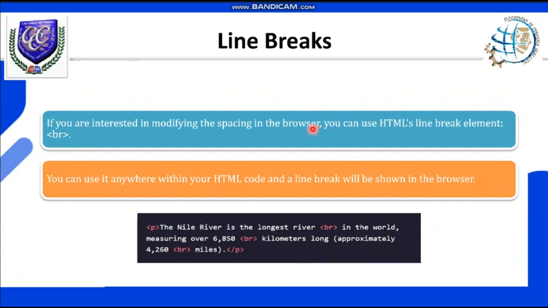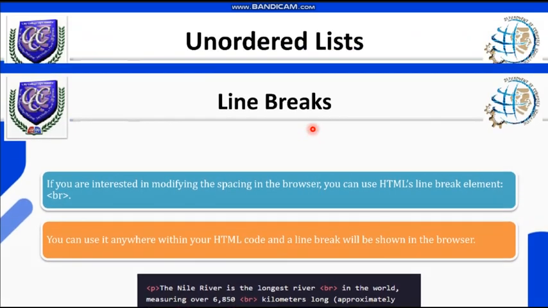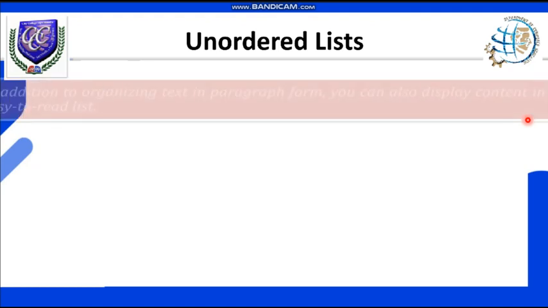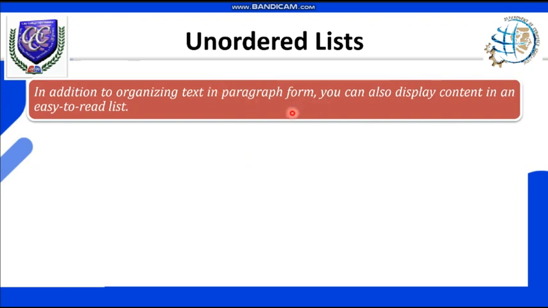Alright, so for this matter, we are now on an unordered list. Okay, before we go ahead and discuss this, I'd like to ask you guys, whenever you create paragraphs, underneath sometimes you wanted to list important items na ayaw mong i-represent as an entire paragraph or in a complete sentence. Parang ano lang to, may mga ilang words lang and then nakalist ito using bullets. Now, to enable us to do that in your web browser, you need to use an unordered list element. So, in addition to organizing text in paragraph form, you can also display content in an easy-to-read list.